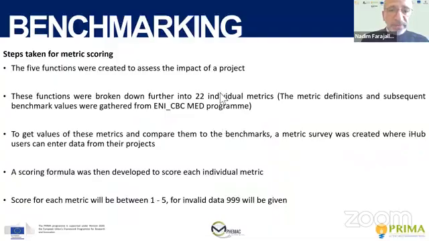Sorry, let me move down. And just to inform you of how the benchmarking was done. The functions were created for us to be able to assess the impact, and the 22 metrics that, remember, there were 5 that were highlighted in yellow.